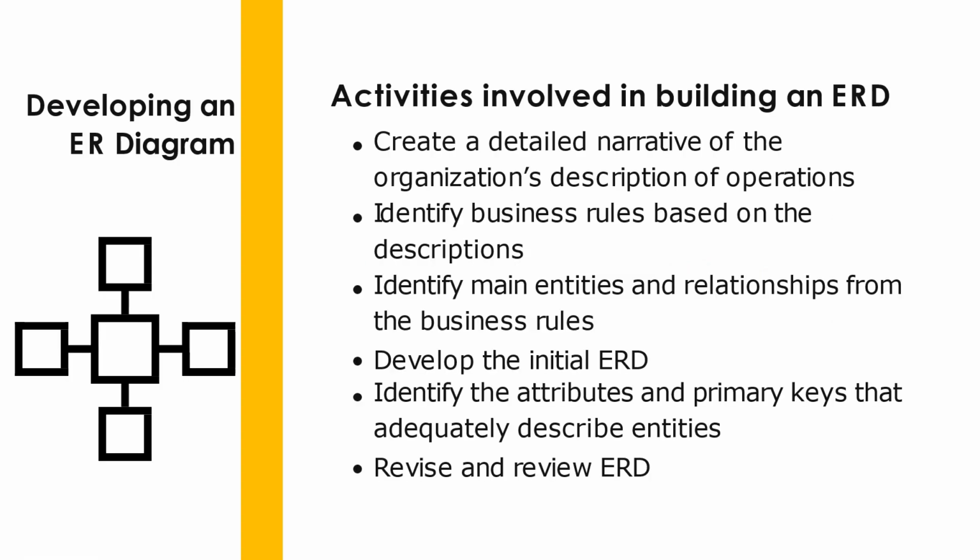The following are the activities involved in building an entity relationship diagram. First, we create a detailed narrative of the organization's description of operations. Then we identify business rules based on the descriptions. Then identify the main entities and relationships from the business rules. And then develop the initial ERD. Identify the attributes and primary keys that adequately describe entities, and then revise and review our ERD.